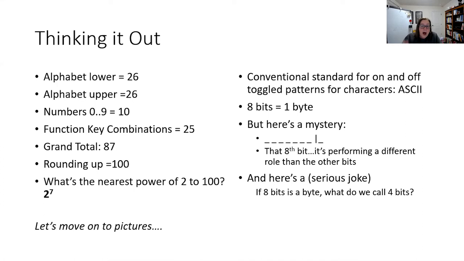87. I don't know my powers of 87. And so I'm going to round up, not to 90, because I don't know my powers of 90. I'm going to go straight up to 100. What is the nearest power of 2 to 100? The answer, 2 to the 7th. If you multiply 2 times 2 times 2, 7 times in a row, you would be just over 100.